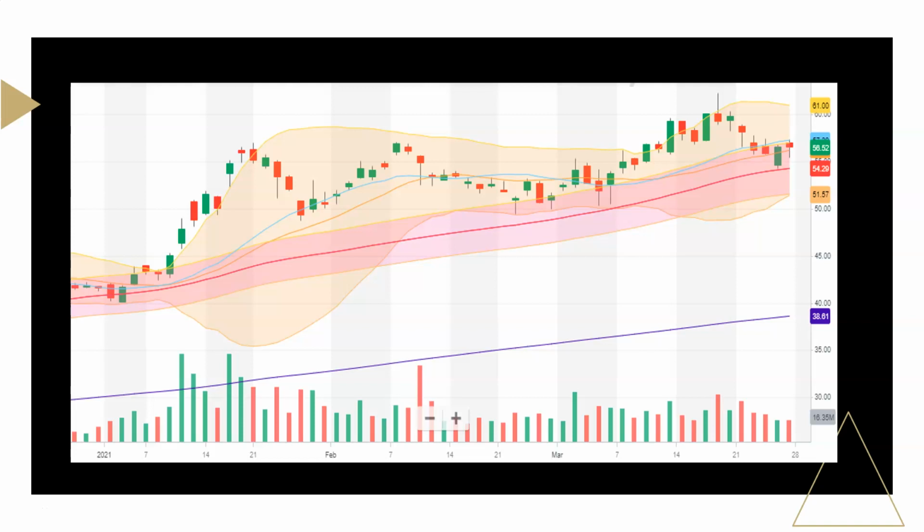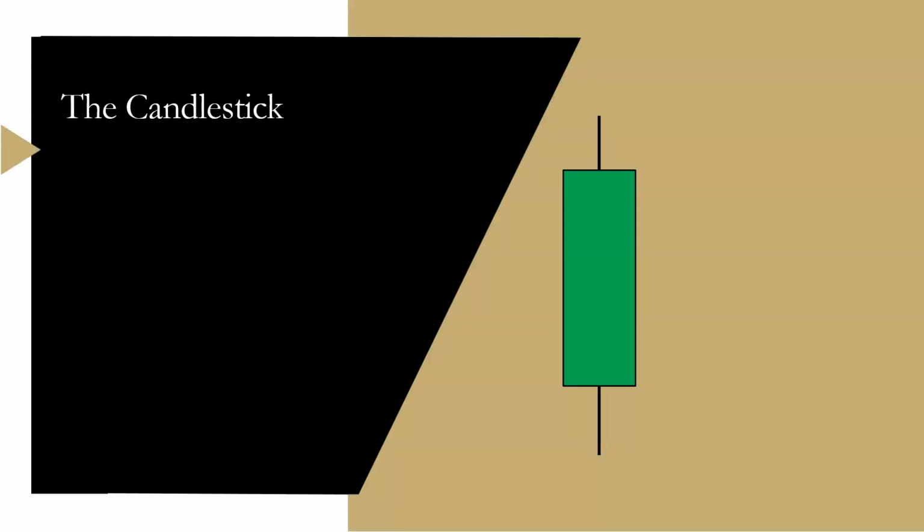But when you strip away all of the lines and all of the colors and all of the noise, you're left with something very simple. And that's this. The candlestick. The candlestick represents the price action during a specific time frame. And that time frame could be 1 minute, it could be an hour, it could be an entire day, whichever you prefer. It really doesn't make a difference for the sake of this demonstration.